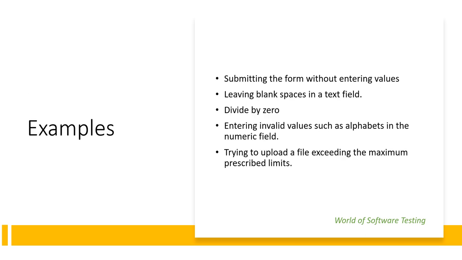So these are some examples of how we can perform the error guessing testing technique. Let's say we can try submitting the form without entering values, leaving blank spaces in the text field, or dividing by zero. If you try to divide by zero, it should throw an error. Entering invalid values such as alphabets in a numeric field. Trying to upload a file exceeding the maximum prescribed limits. So these are some of the examples.